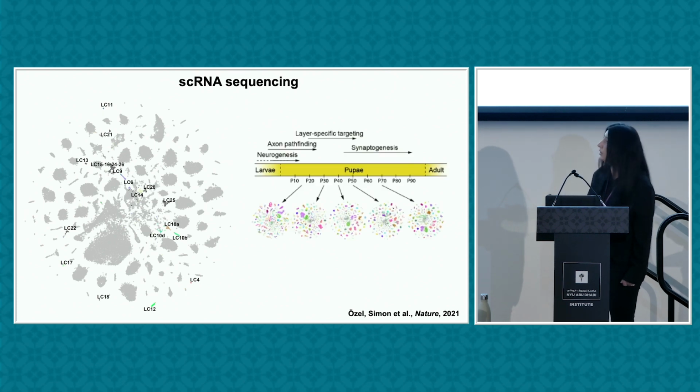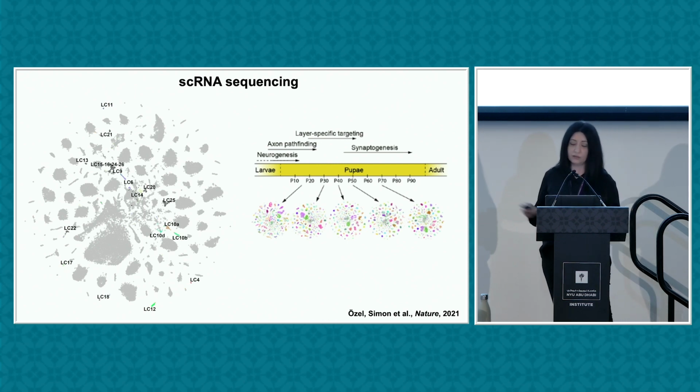What's also really good about this data set is that the single-cell sequencing was done not only in the adult fly, but throughout different developmental stages, from early pupal stages all the way to the adults. So we can follow them developmentally at different time points.